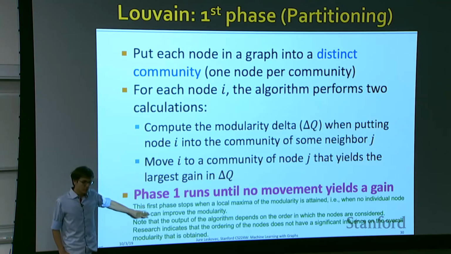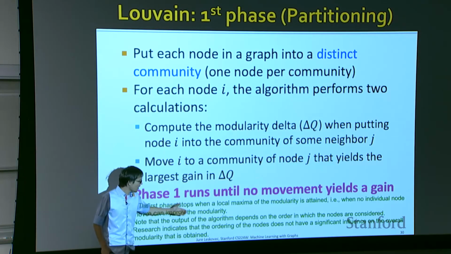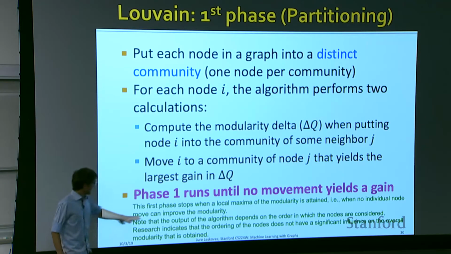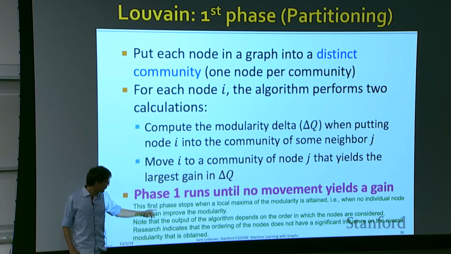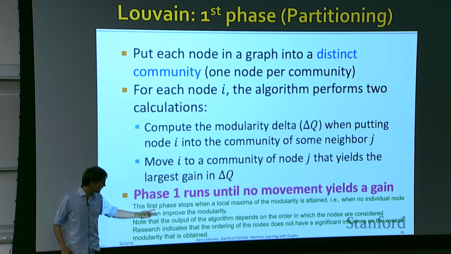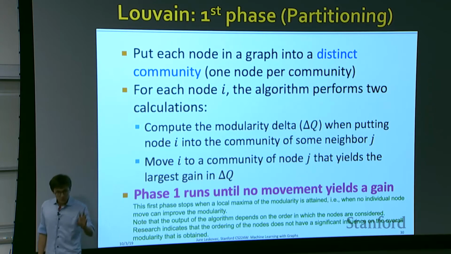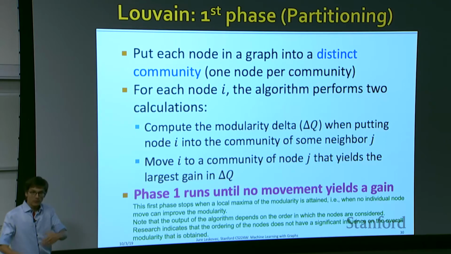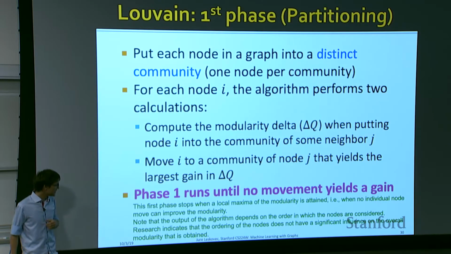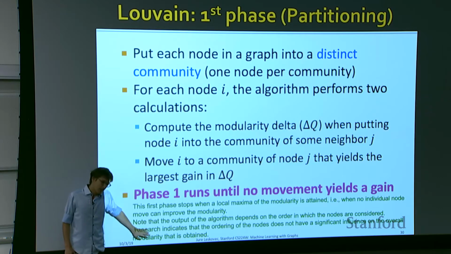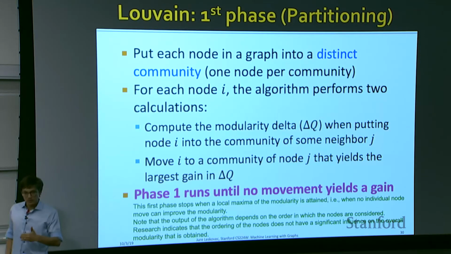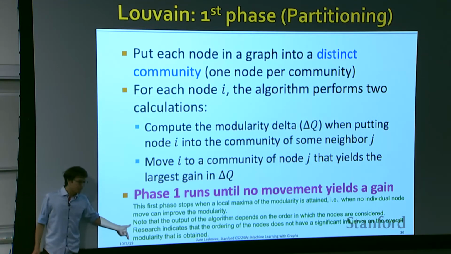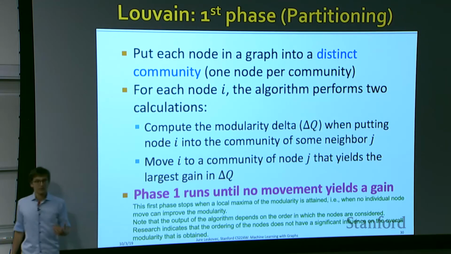And a few things to note. First is that this phase will stop when a local maximum in modularity is attained. So whenever no individual node can move to improve the overall modularity, we stop. This is the greedy step. And the second thing, which was a good question before, is that the order in which I process the nodes will also determine the outcome of my optimization. What research papers have generally shown is that when networks are large, the ordering of the nodes does not matter that much, and you can take them in random order. So people don't pay too much attention to this, at least historically.